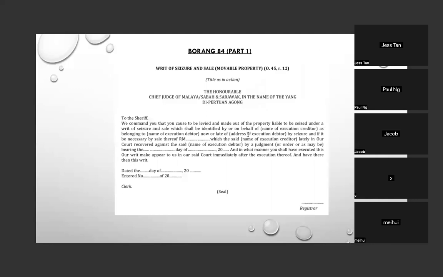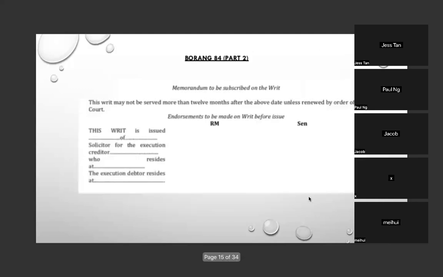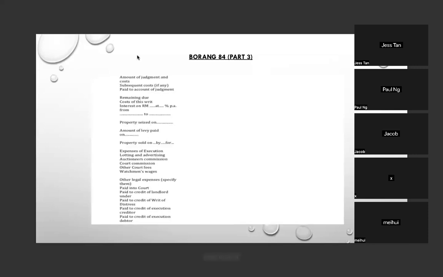Okay, this is a sample of Form 84, a writ of seizure and seal. Okay, you can have a look. It's actually quite long. Okay, this is part 1, whereby the registrar will then put a seal here. Okay, and this is what you need to fill in. Okay, this is part 2. Okay, and this is part 3. Usually this part will be filled in by the bailiff later on.